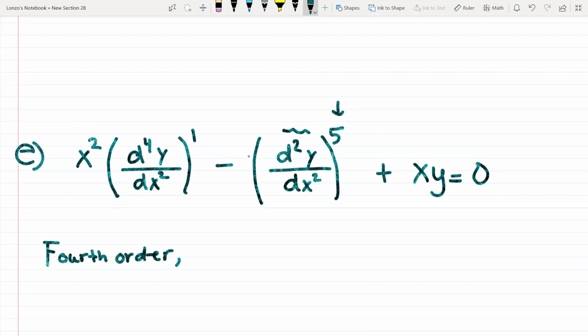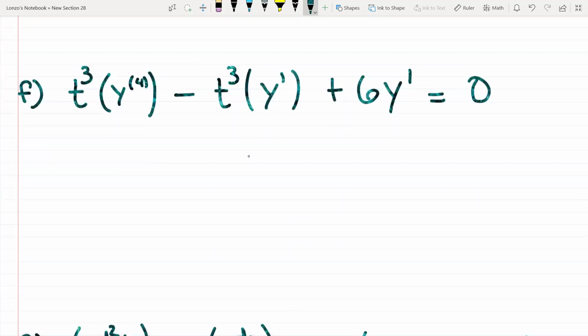And then you have an x squared here. So let's see if everything is linear. This is fine, right? This is to the power of 1. This has a coefficient of x squared. As long as it doesn't have a y, it's linear. This one is not linear. Why? Because this is raised to the power of 5. It would have worked if this was to the power of 1, but it's not. It's to the power of 5, which is nonlinear. So that immediately makes it nonlinear.